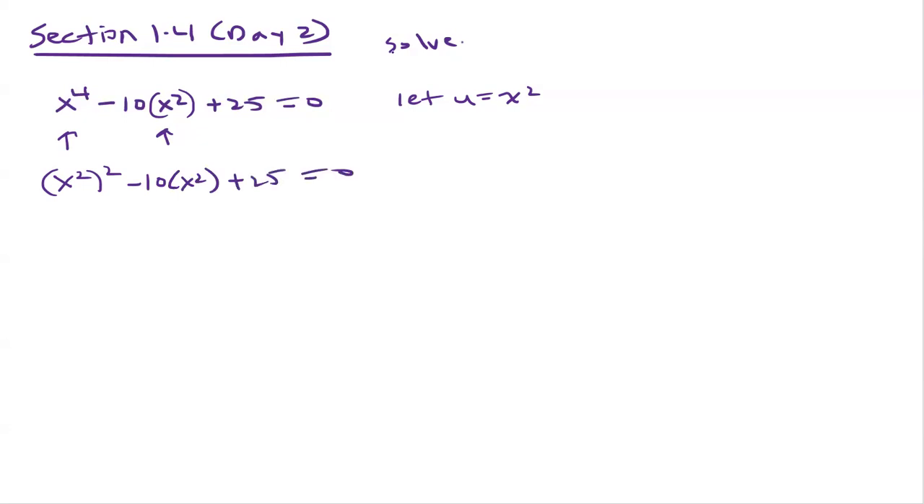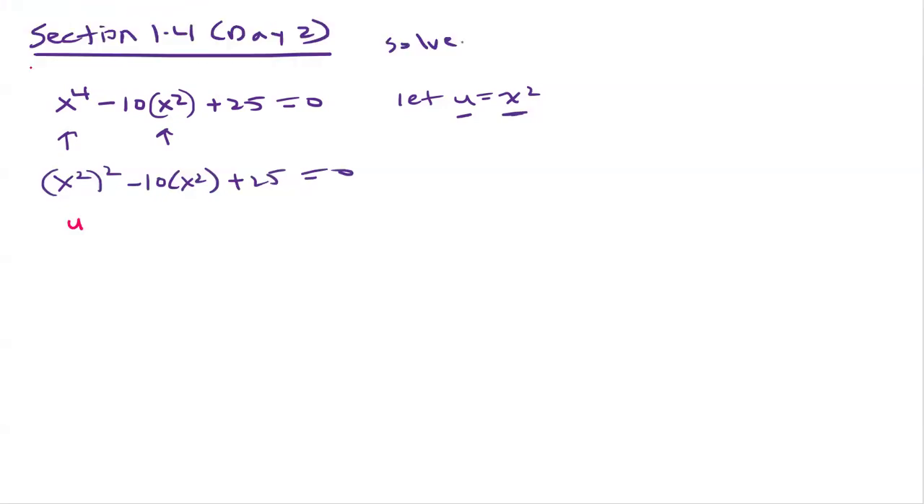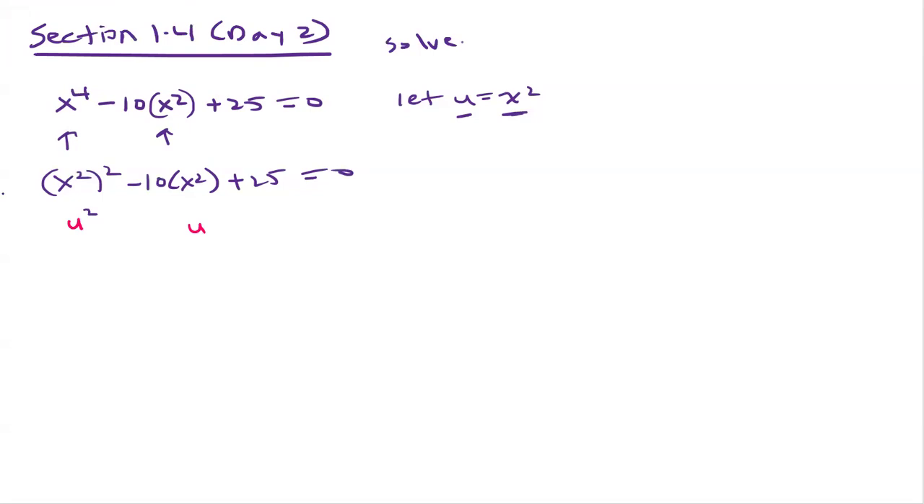Now anytime I see an x squared, I'm going to replace it with a u. So this is an x squared, I'm going to replace that with a u. This is an x squared, I'm going to replace that with a u. So now this becomes u squared minus 10u plus 25 equals 0. Now this is something we know how to factor.